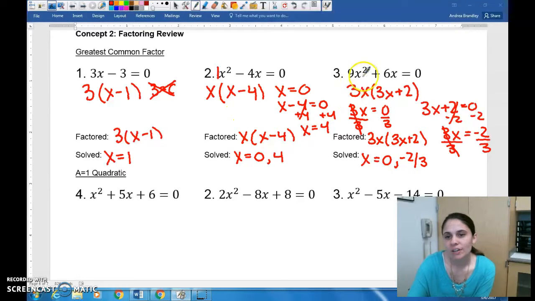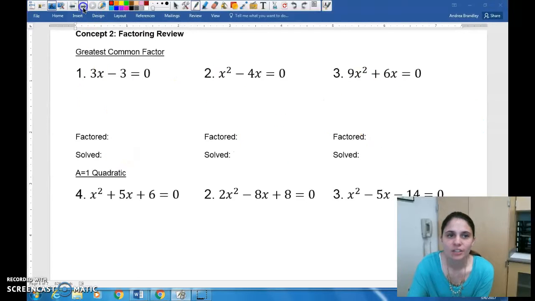So whenever you have an x squared, you should always have two solutions. This one where I just had one x, I only have one solution. So that can kind of help you gauge if you're doing it correctly. So that's the first type of factoring I want you to be really comfortable with, is just pull out a greatest common factor, set them to 0, and solve.